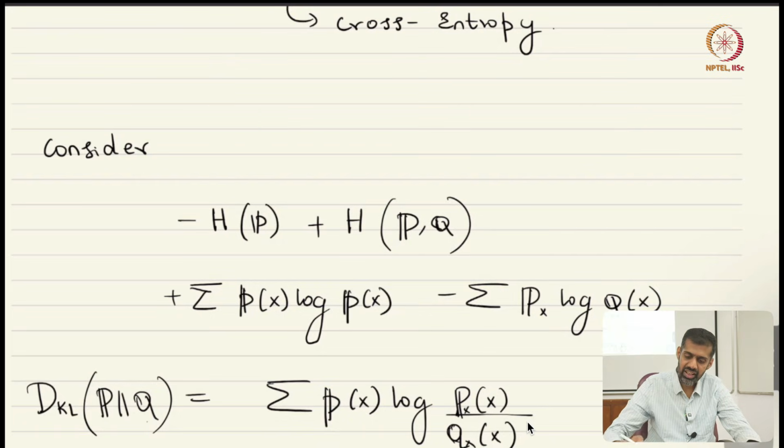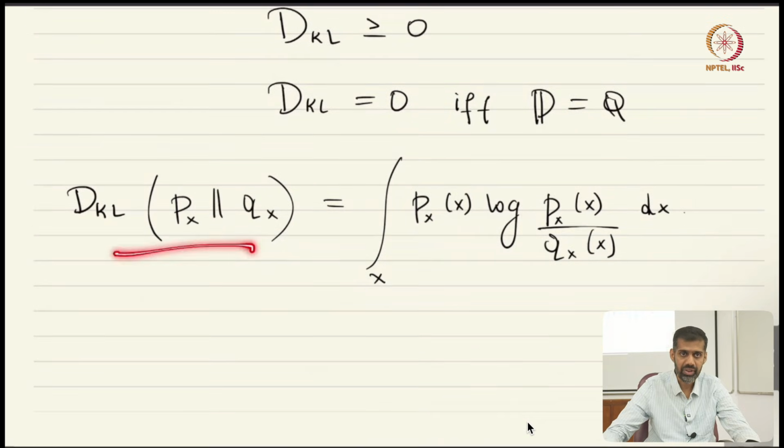Okay, fine. So for the continuous random variable case, the KL divergence is defined this way. Okay, any other questions here?